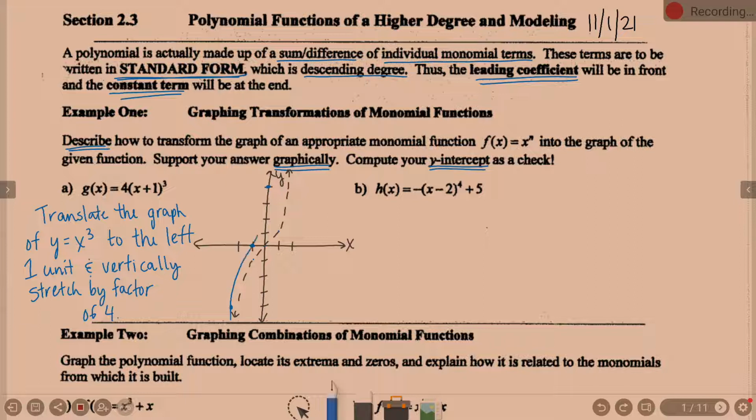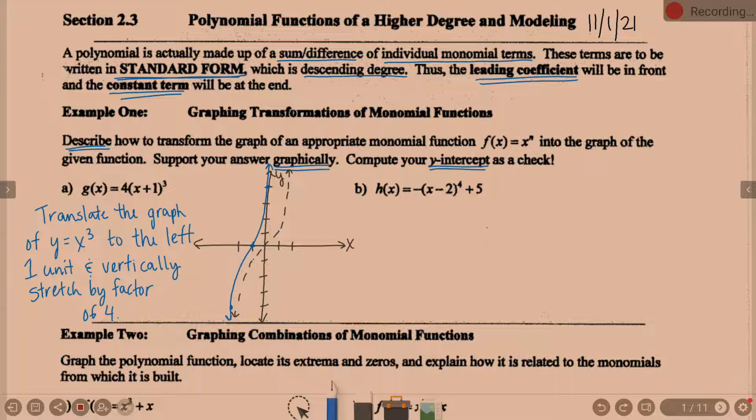I don't know if I can do this or not. Well, I definitely moved left 1, yes. Can you see a stretch of 4 happening? It's there. It's hard to tell a stretch of 4 there. But notice my graph is a little bit more vertical through the origin or through the center. Now, if you haven't already and you want to graph, grab your calculator and graph.